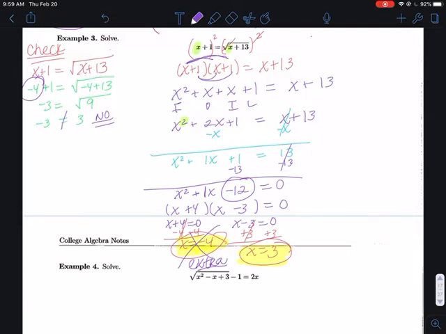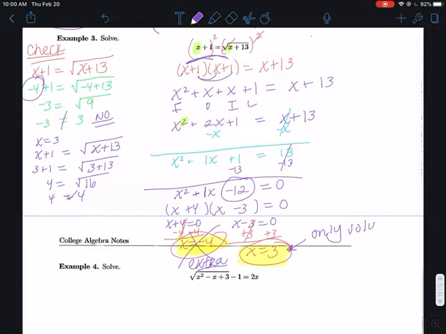Then I have to check x equals 3. So now I'm going to check x equals 3. So go back to the original problem again. X plus 1 equals the square root of x plus 13. So this is 3 plus 1 equals the square root of 3 plus 13. And I'm just trying to see if both sides are equal. So 3 plus 1 is 4. Over here I get the square root of 16. And the square root of 16 is 4. So it checks. So that means this is your only solution. The other one is called extraneous, or extra for short.